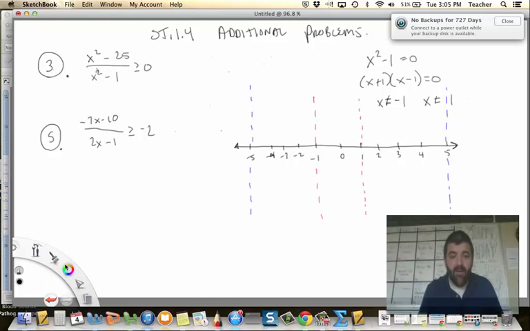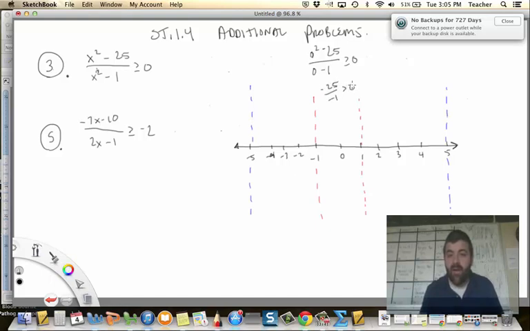Alright, so now we're going to test out one of these points. We're going to take this original equation and throw in 0 into it. So 0 squared minus 25 over 0 minus 1 is greater than or equal to 0. If I test that, I should be able to determine whether that's a true statement or not. So this would be negative 25 over negative 1. Is that greater than or equal to 0? I would agree, because that is 25. So that means that in this section right here there are solutions.